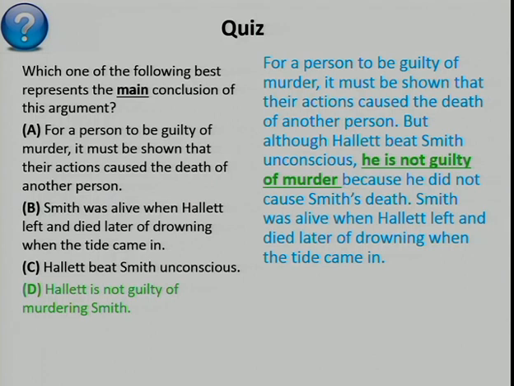For a person to be guilty, it must be shown that their action caused the death of another person. Hallett beats Smith unconscious, but he's still not guilty because he didn't cause the death. Smith was alive when Hallett left and died later of drowning when the tide came in. So first task then will be to identify the main conclusion, and that's supposed to be that the guy isn't guilty. That's kind of the thing that everything here points to, yeah? That's kind of the overall outcome of the argument.